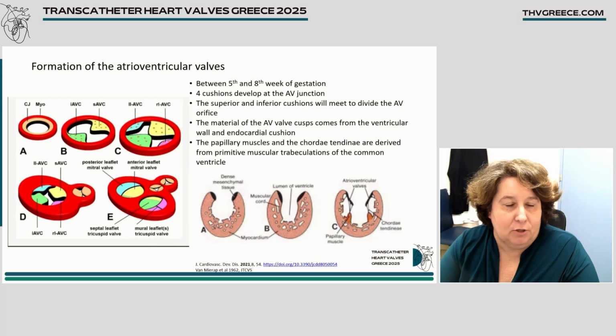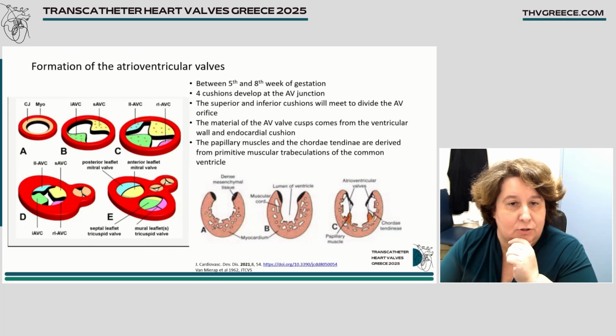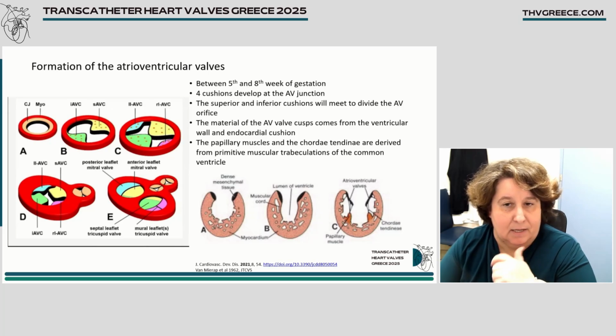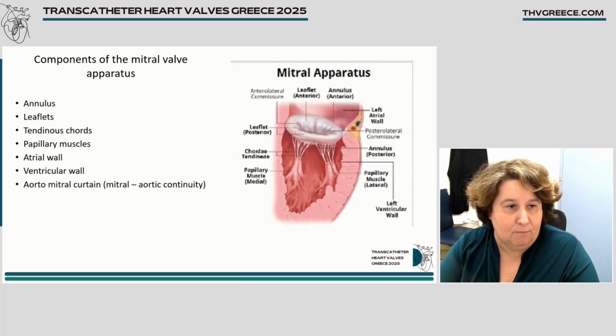Starting from the formation of the AV valves, this comes early in gestation, between the 5th and the 8th week of gestation. Four cushions develop the AV junction, and later on, the superior and the inferior cushions will meet and divide the AV orifice, forming later on the two AV valves. The papillary muscles and the chordae tendineae are derived from the trabeculations of the ventricle.